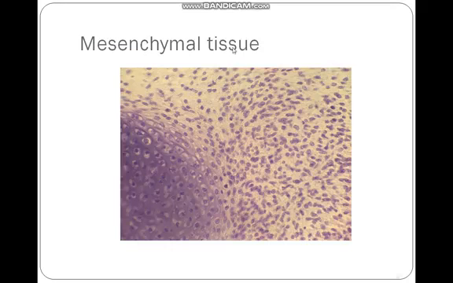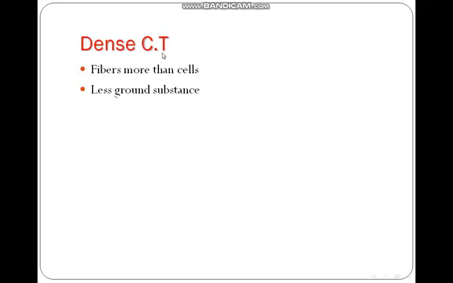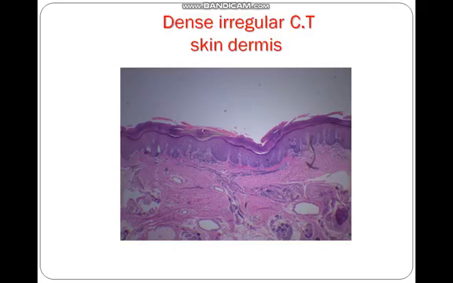Mesenchymal connective tissue is a transient stage for different types of tissue. It's derived from mesoderm and contains an abundant population of mesenchymal cells. Dense connective tissue. In this type, there is a change as the fibers increase in proportion, so they become more than cells, and the amount of ground substance is reduced.